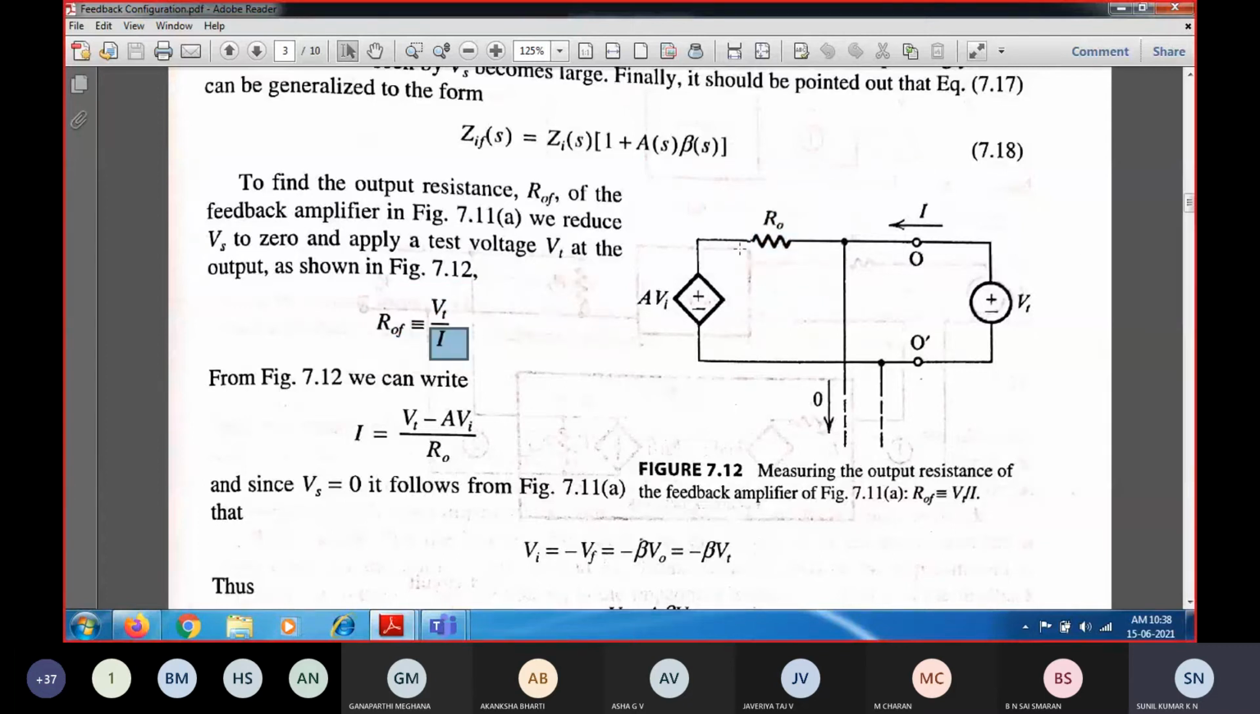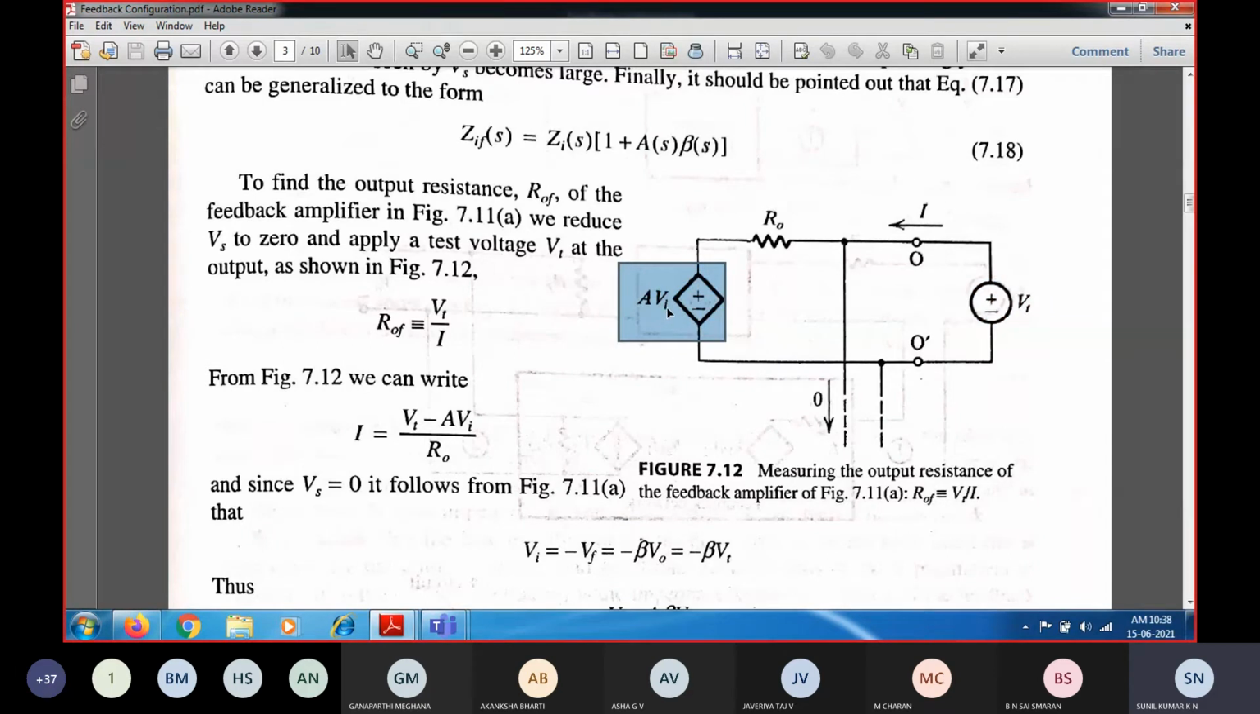So I is the current that is flowing over here. So I will be equal to Vt minus A times Vi, correct? The current is flowing in this direction, so Vt is the potential across one side, and the potential on the other side is A times Vi. A is the amplifier gain, and Vi is the input error voltage.